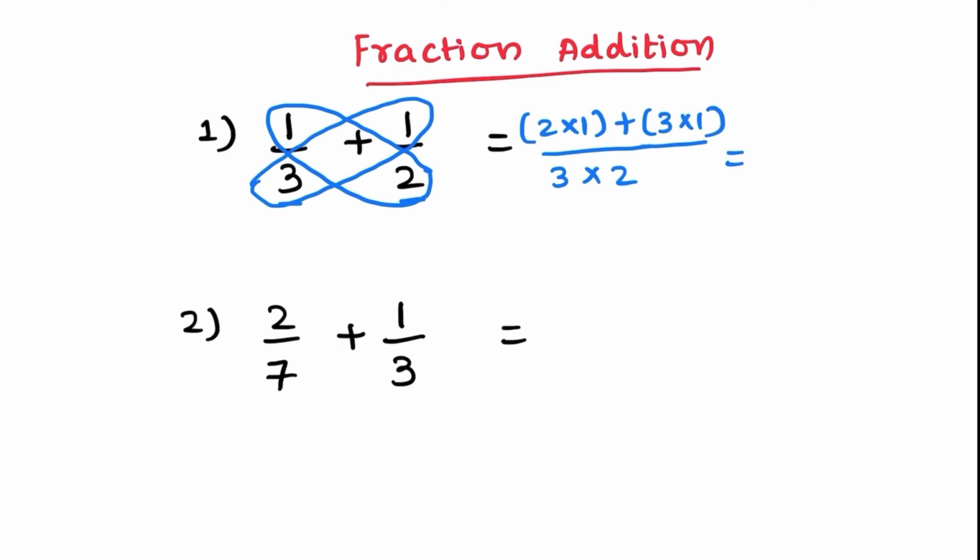So we have 2 multiplied by 1, 2. 3 multiplied by 1, 3. Divide by 3 2s is 6. So we got our answer 5 by 6.